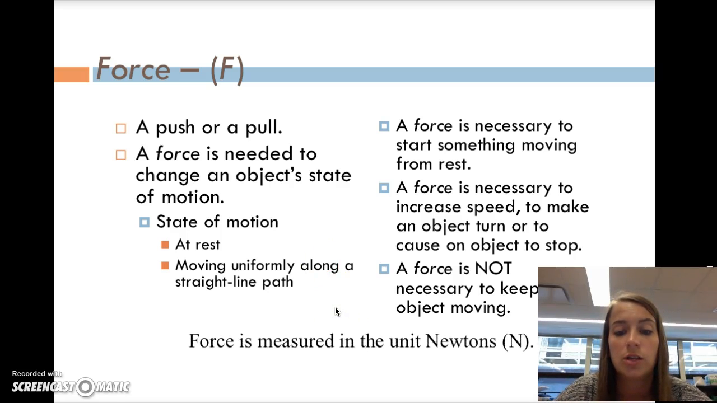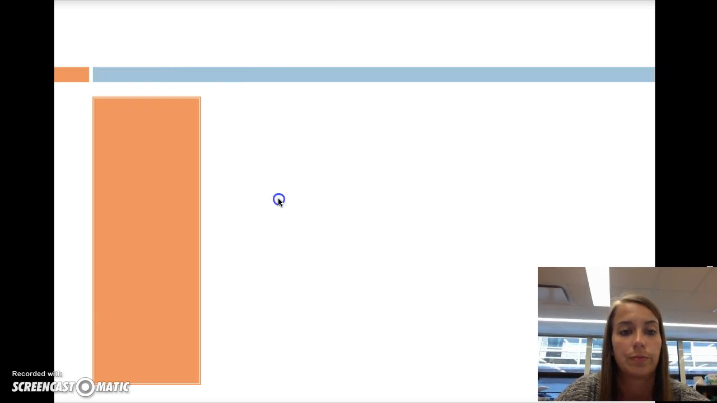Forces are measured in the unit called newtons. So time is measured in seconds or minutes or hours or days. If there's a force, any push or pull, we're going to measure it in newtons. So I can say, I pushed the table with 12 newtons, okay? So that is the label, that is the unit we use.